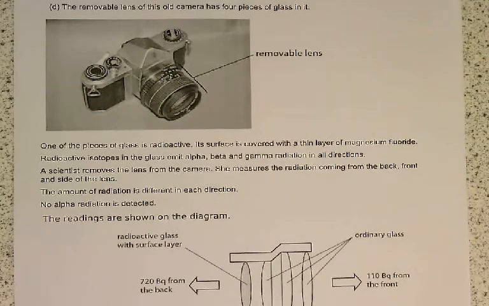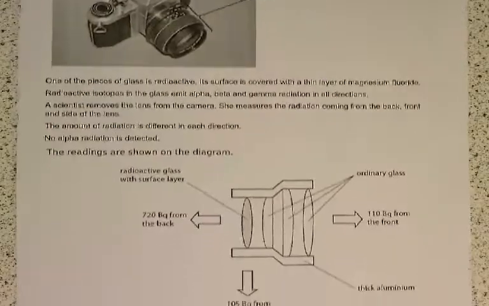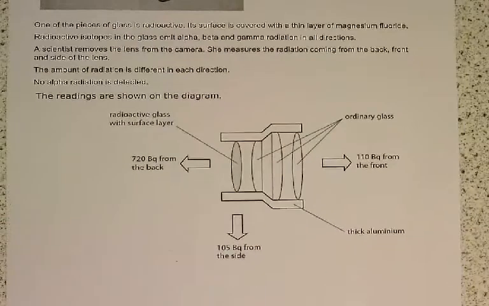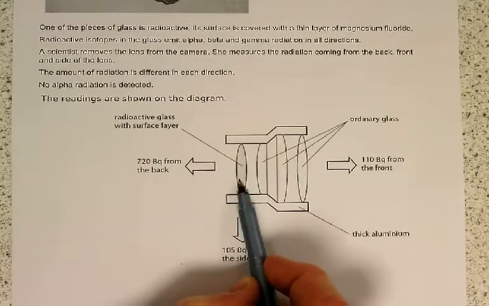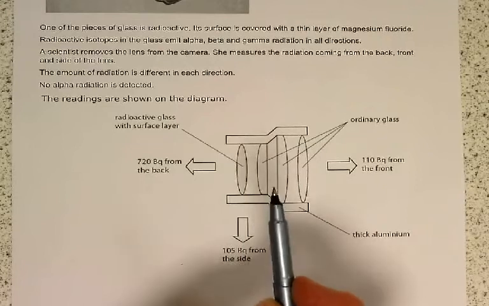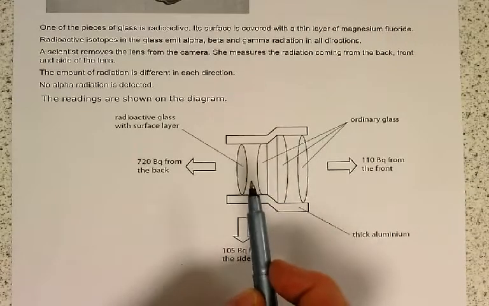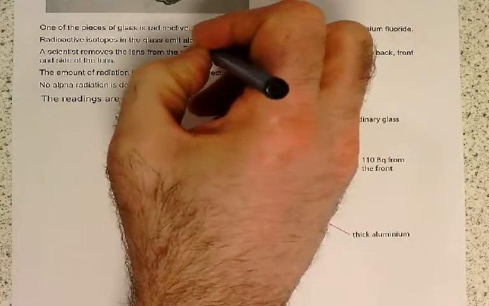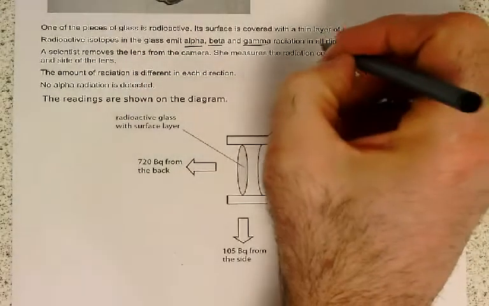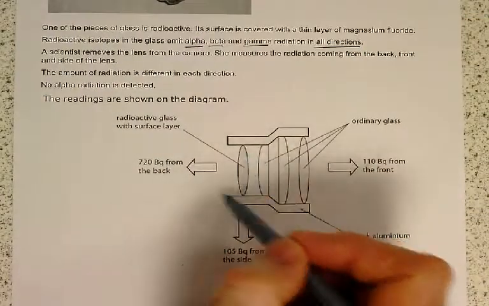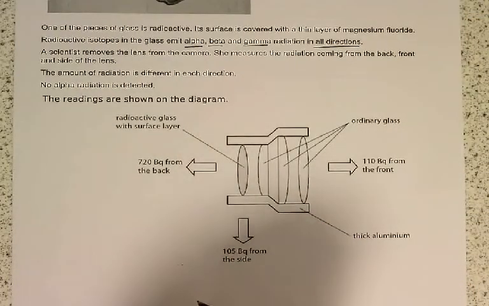So the question starts out like this. It says, a removable lens from an old camera has got 4 pieces of glass in it. We can just see a picture of the camera there and this removable lens. I'll just scroll down so we can see the rest of the question. It says, one of the pieces of glass is radioactive, and that's this one shown here. It's covered with a thin layer of magnesium fluoride. The radioactive isotopes in this glass emit alpha, beta, and gamma radiation in all directions. So coming out of this glass is all of the types of radiation mentioned.